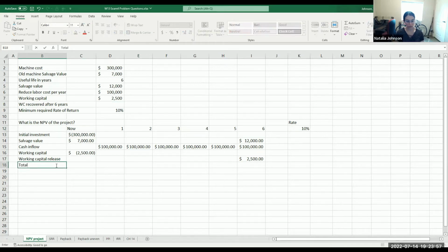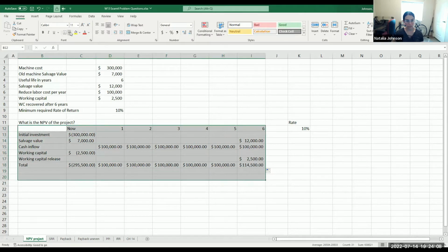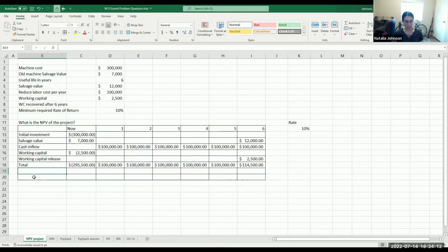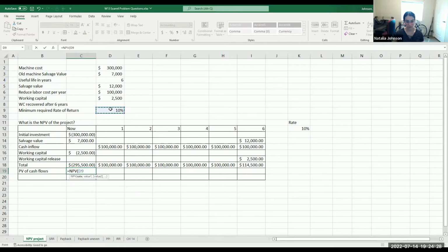Okay, so now we can do the totals. We just do a sum for all of them. Well, what is next? The NPV. Yeah. Well, this one is the present value of cash flows. Yep. But we do use the NPV formula. The rate is 10%. And then all of these totals from 1 through 6. And now the NPV of the project, which is a sum of these two. Okay, and that's the final answer.